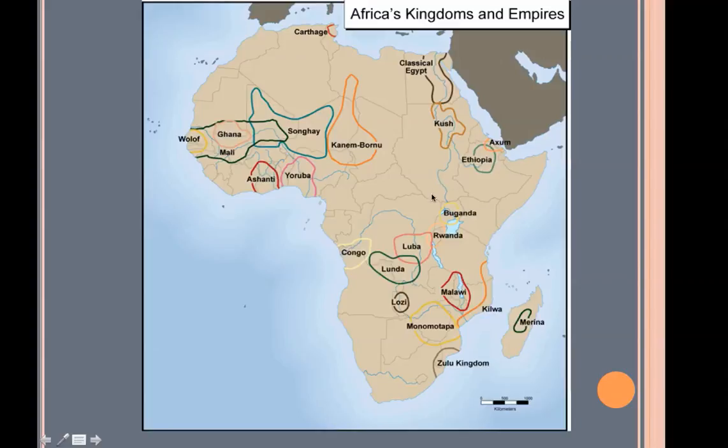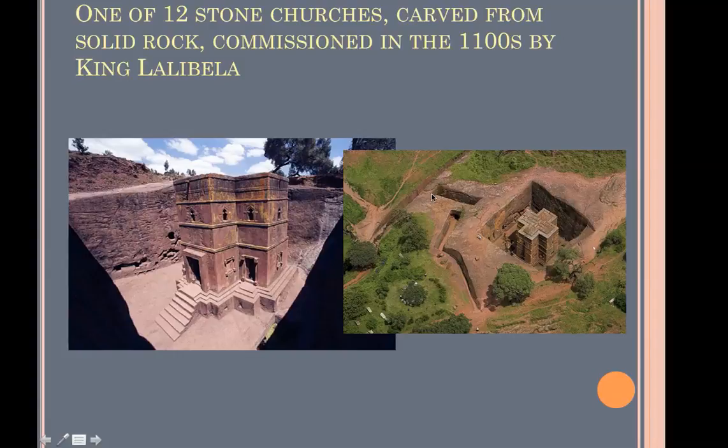In terms of major early kingdoms, early polities, the most famous one in the Horn of Africa is the Ethiopian Empire, and it was explicitly a Christian empire. In the 1100s, there were about a dozen of these stone churches carved under King Lalibela, and if you look at the image on the right, it's literally carved down into rock and then hollowed out. Really remarkable example of architecture that you only see in a few other places in the world.